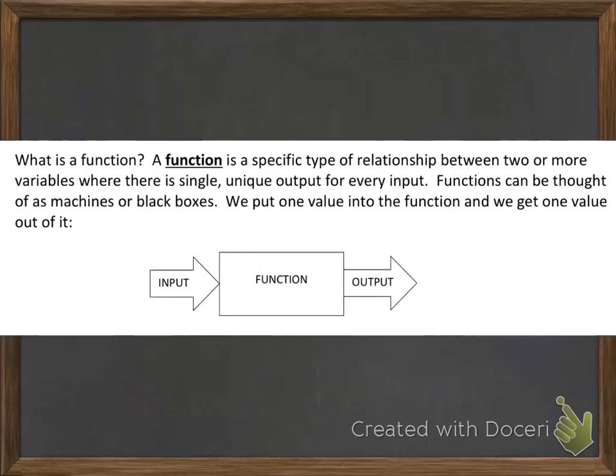Let's begin. What is a function? In mathematics, a function is a specific type of relationship between 2 or more variables where there is a single, unique output for every input. Functions can be thought of as machines or black boxes. We put one value into the function and we get one value out of it.